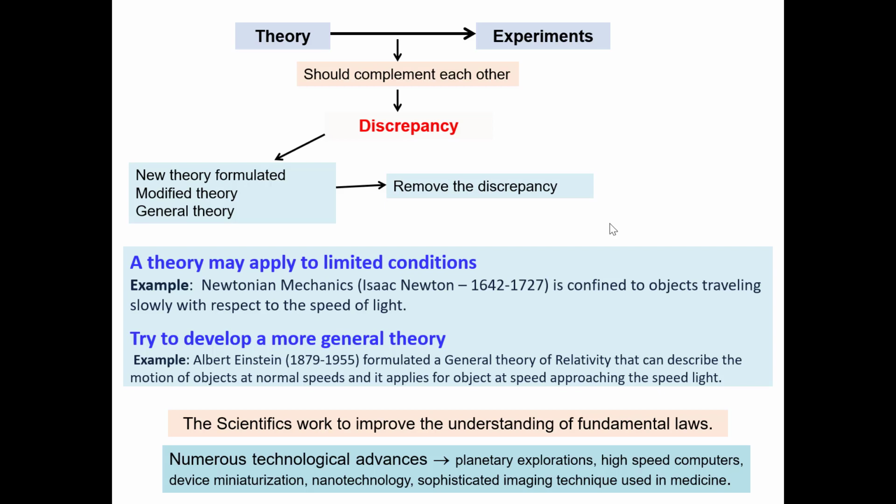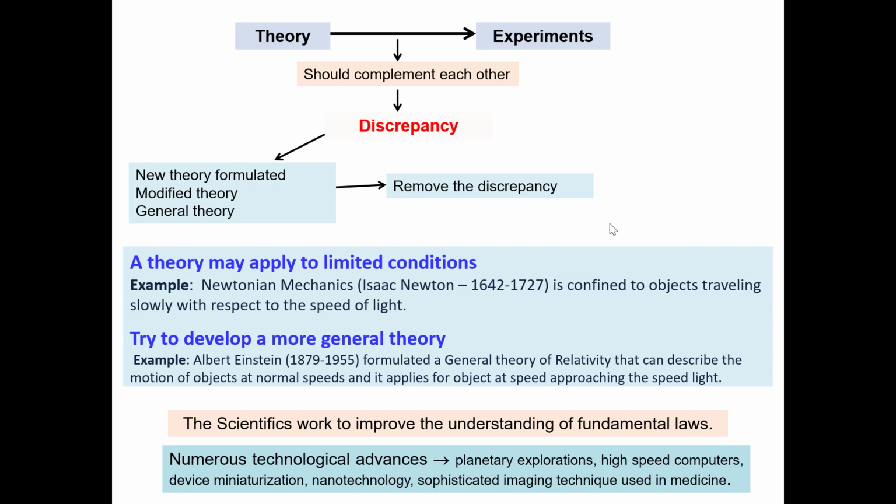As we said before, theory and experiments always come together and they complement each other. And in science it is important when there is a discrepancy between theory and experiment. When that happens, scientists need to formulate a new theory, or modify the theory, or formulate a more general theory in order to remove that discrepancy.